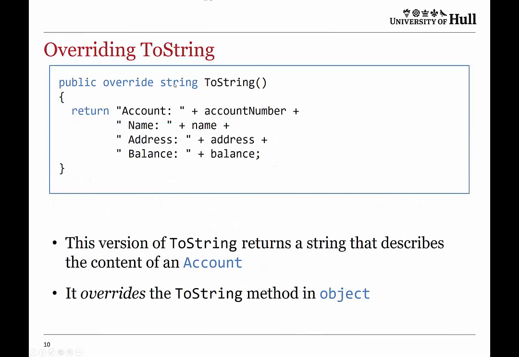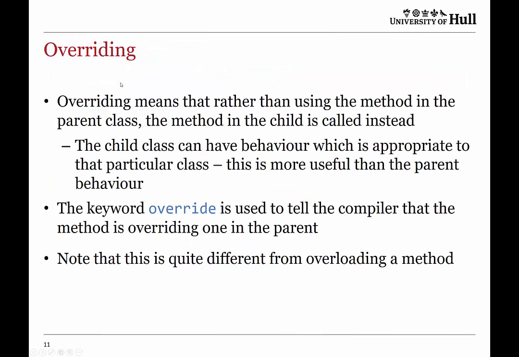Turns out, if I want to produce an object toString behavior from my account, then I can add a toString method which overrides the one in the parent. And the key here is this word, override. It means don't use the one in the parent, use me. So if I ever call toString on an account, it will call the toString in the account class, not the one in the object class.